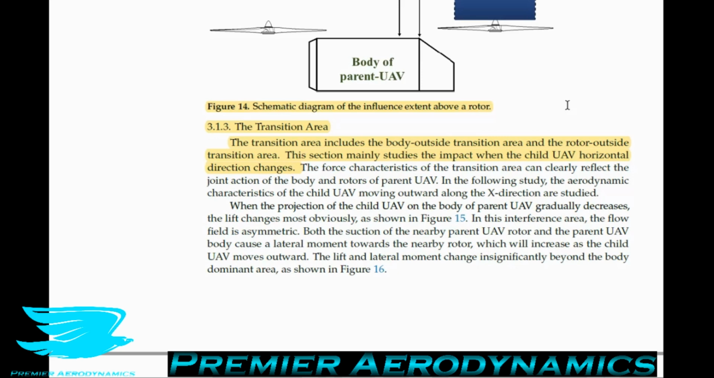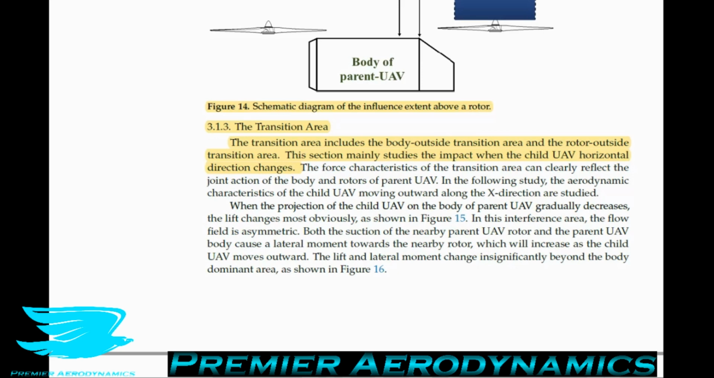The second transitional area is when it's away from the UAV and it's coming into the path of the parent UAV, so above it. So let's say you're a meter away from the parent UAV, and then you start coming just above the rotor. That's the second transition area. To begin with, we're going to be looking at the first transitional area, so when the child UAV is above the UAV to some extent already, and it moves around. This transitional area includes the body outside transition area and the rotor outside transitional area, these two different sections.